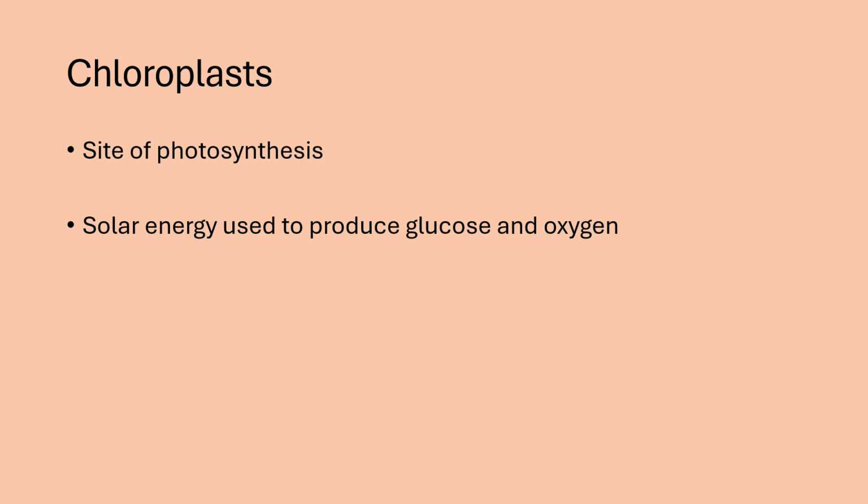Chloroplast, the site of photosynthesis. Remember, we're still talking about eukaryotic cells. What happens with photosynthesis is you're taking solar energy to produce glucose and oxygen.